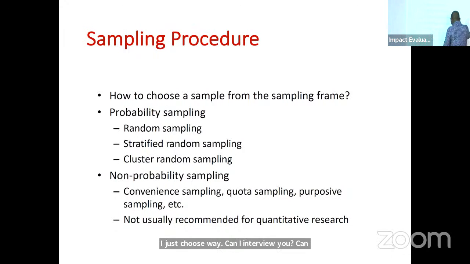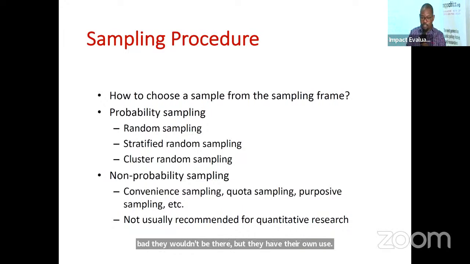These ones are not usually recommended for quantitative research. These ones are recommended for what? Qualitative research. Are we together? Not that they're bad. If they were bad, they wouldn't be there. But they have their own use. So context is always important.